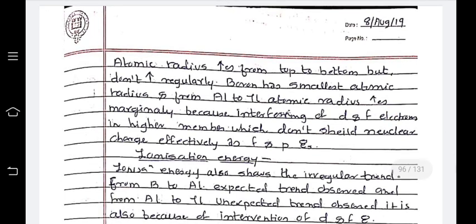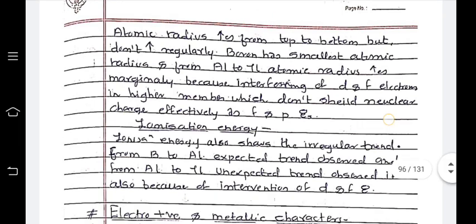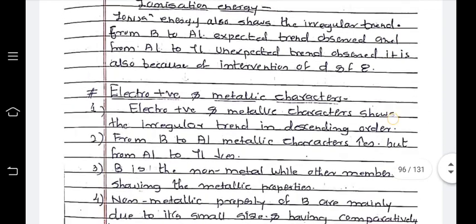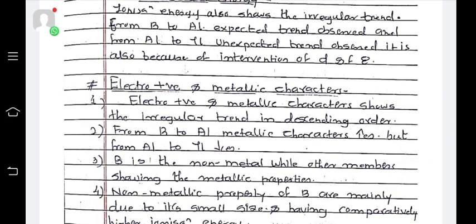Boron has the smallest atomic radius. From aluminum to thallium, atomic radius increases marginally because of the intervening d and f electrons in the higher members, which do not shield the nuclear charge effectively in the f and d orbitals. So if you know the basic criteria about that, you can easily answer those questions.